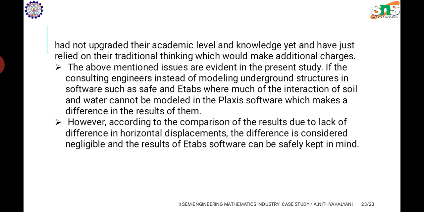If the consulting engineers, instead of modeling underground structures in software such as SAFE and ETABS, where much of the interaction of soil and water cannot be modeled, had used the Plaxis software, it would make a difference in the results. However, according to the comparison of the results, due to the lack of difference in horizontal displacement, the difference is considered negligible and the results of the ETABS software can be safely kept in mind.